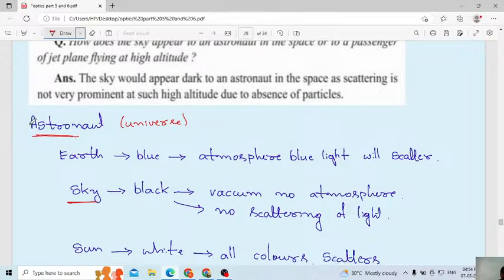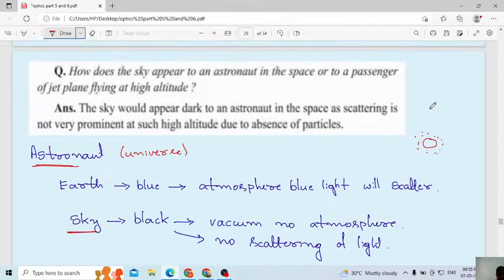Again, for the same astronauts, the Earth will appear blue. Atmospheric blue light will scatter. Here also, if you consider VIBGYOR, blue has less wavelength. Less wavelength means scattering will be more. When the scattering is more, the Earth will appear blue, because around the Earth you can observe the atmosphere is there. Because of the Earth's atmosphere it will appear blue.